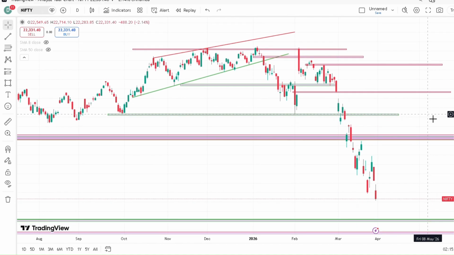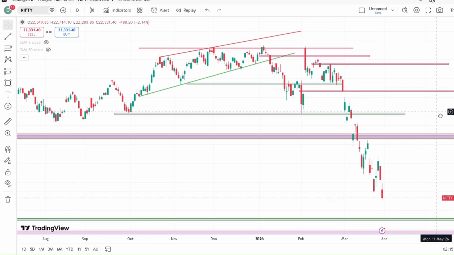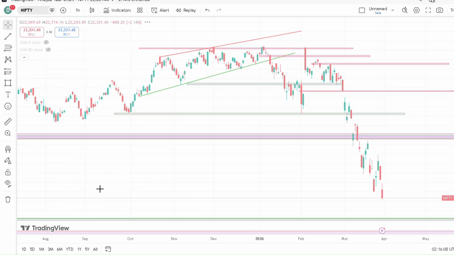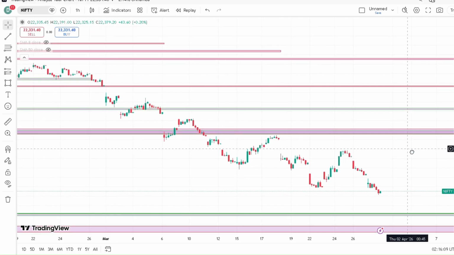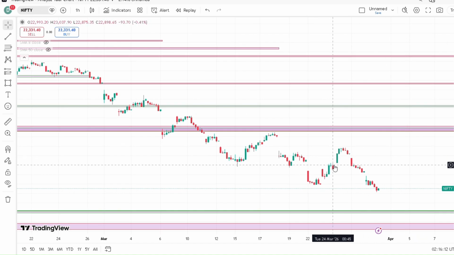This is the Nifty 1 time frame chart. On Monday, that is 23 March, I made a strategy, and the market is trading around, let me take you to 1 hour, the market is trading around this level, that is 23,000. I made a strategy.